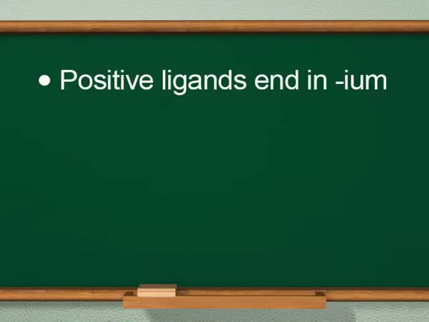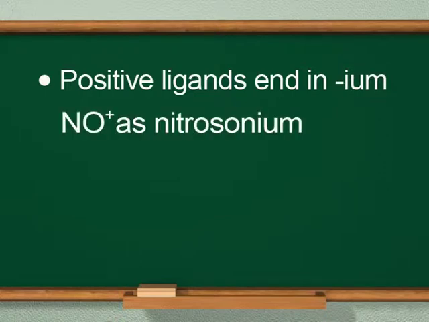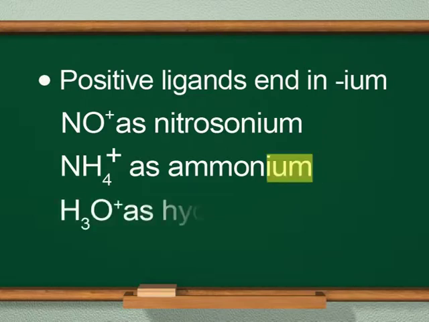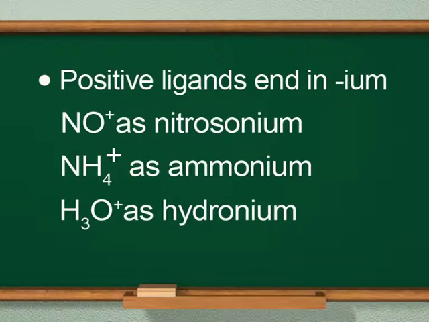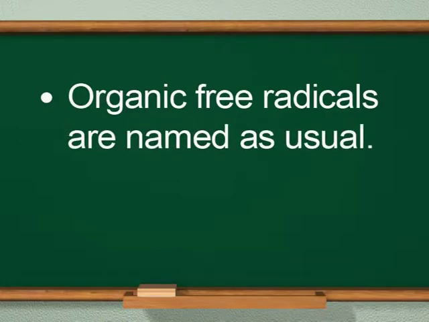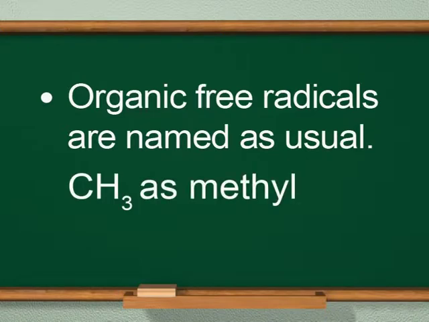Positive ligands end in ium. For example, NO+ is written as nitrosonium, NH4+ is written as ammonium, H3O+ is written as hydronium. Organic free radicals, when they act as ligands, are named as usual. For example, methyl is written as shown on the screen.